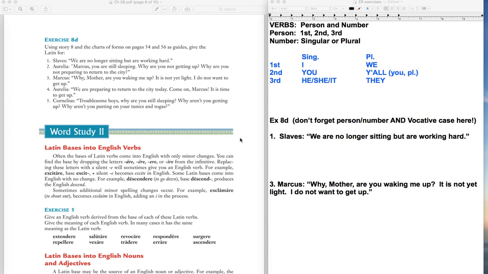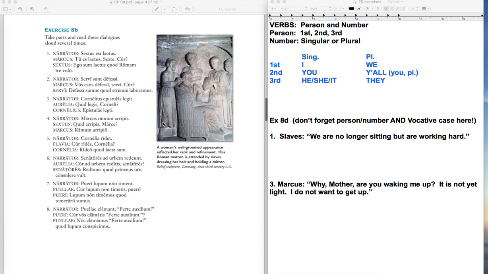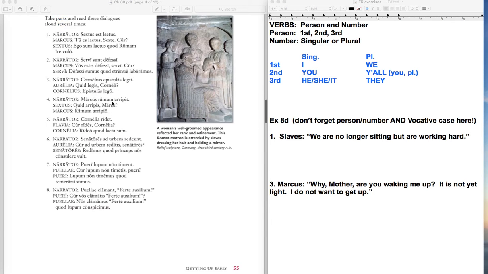Okay, this is exercise 8D. As I say, I think you have unfairly and unreasonably dodged a bullet for this chapter. I don't think that 8D is really enough to get you caught up on the idea of person and number. I really think that 8B, the practice conversation here, in which a variety of persons and numbers say things to other persons and numbers, is excellent practice for the whole idea of person and number in verbs.